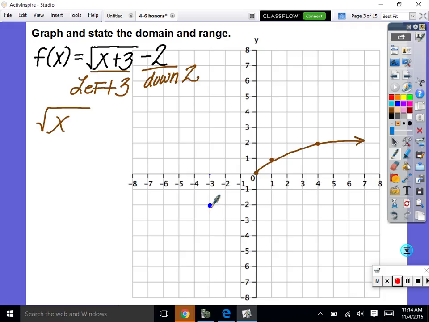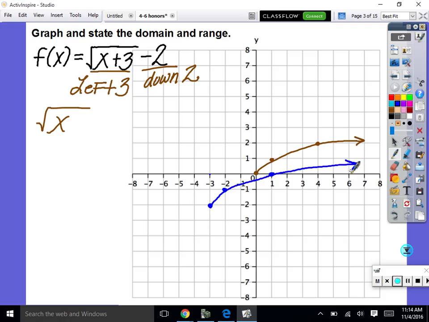So then we could plot more points here. This was over 1, up 1, right? Or we could plug it in to actually calculate it. So this will be like this, over 1, up 1. And then notice this was up 1, over 1, 2, 3. So up 1, over 1, 2, 3. And we just have this shifted square root function here.